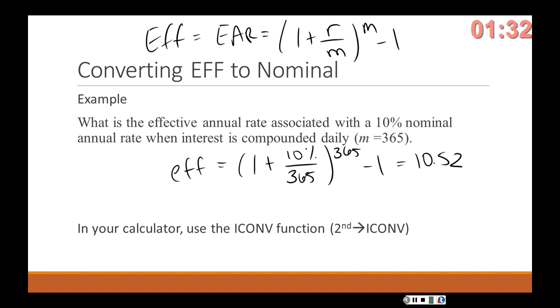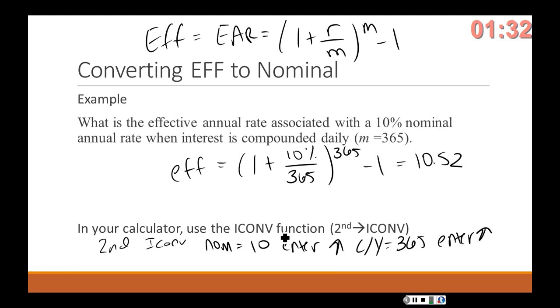Alternatively, you could use the I conversion button. So you push second, I conversion, nominal equals 10, enter it as a whole number, enter, up arrow, compounding periods per year equals 365, enter, up arrow, compute, and it will say the effective rate is equal to 10.52.